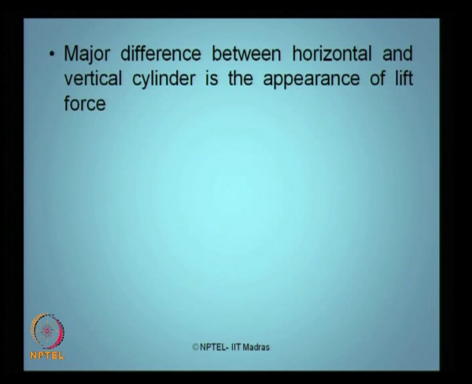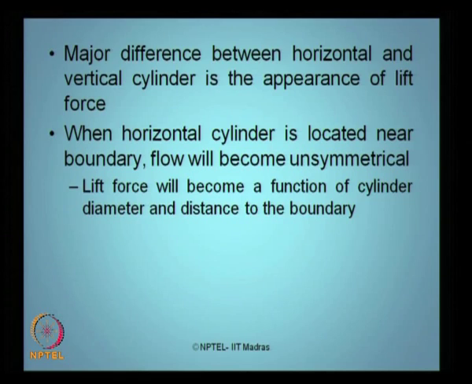The major difference between the horizontal and vertical cylinder is in the appearance of the lift force. How the lift force appears in the whole fluid structure interaction is the difference between the horizontal and vertical cylinder. When the horizontal cylinder is located near the boundary, the flow will become unsymmetric, which is very important. It will not be symmetric in nature, and the lift forces will become a function of cylinder diameter and the distance of the cylinder from the boundary. As the diameter becomes larger and larger, the lift forces will become higher and higher.